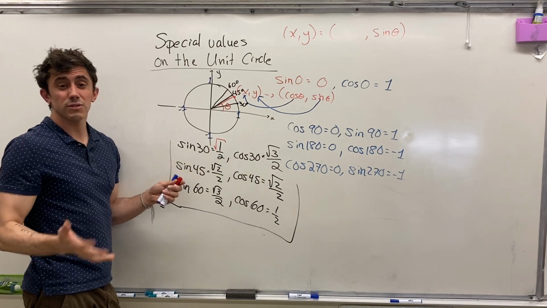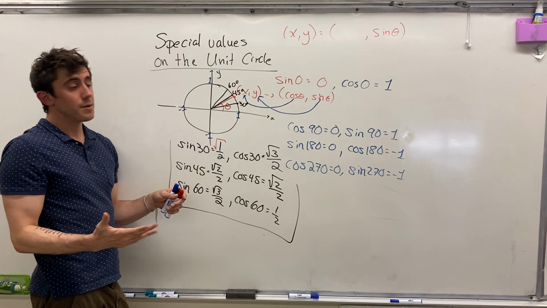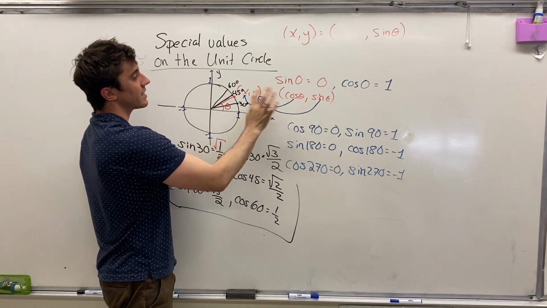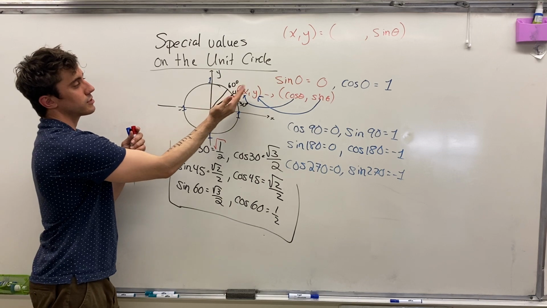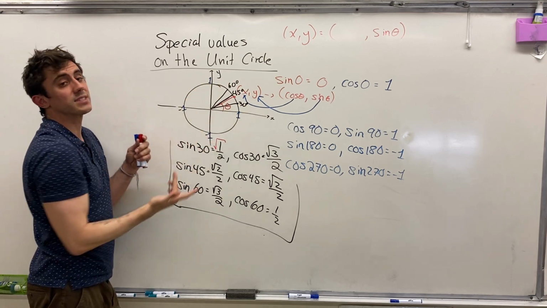That's it. Those are the only 3 special values that we really have to commit to memory, okay? Because if we understand this relationship between sine theta and y, and cos theta and x coordinates, then the values that we find in the first quadrant are simply found in all the other 3 quadrants, simply with different signs, okay?